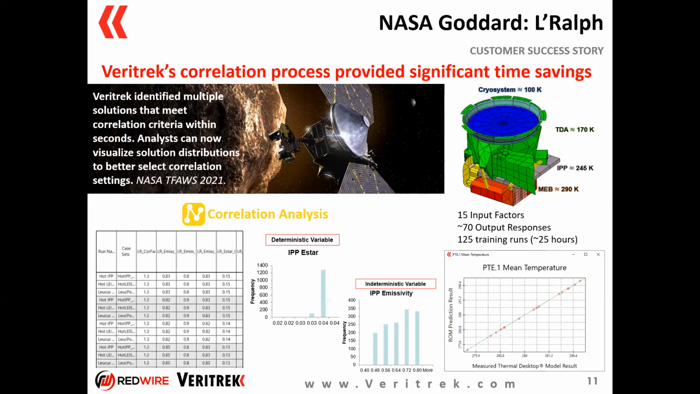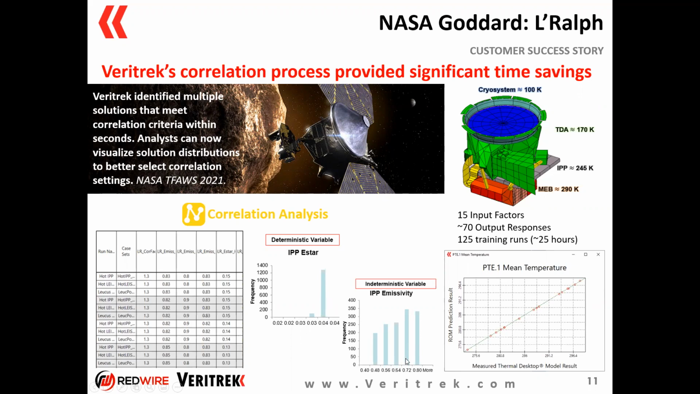The one on the bottom left there is a deterministic distribution, where there's really only one predominant setting of an input factor that met correlation requirements, and that would be, hey, this is where you need to set that input factor. In this case, 0.04. It was pretty dominant there on that histogram. But on the right-hand side, we have an indeterministic variable. Maybe as this particular input factor gets higher, it trends towards more of the viable solutions.